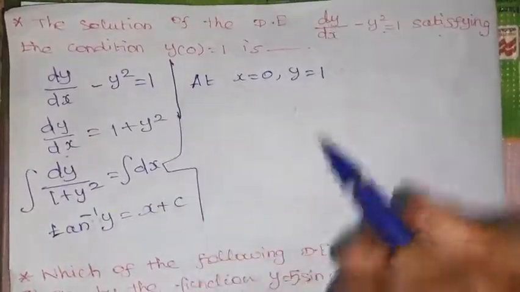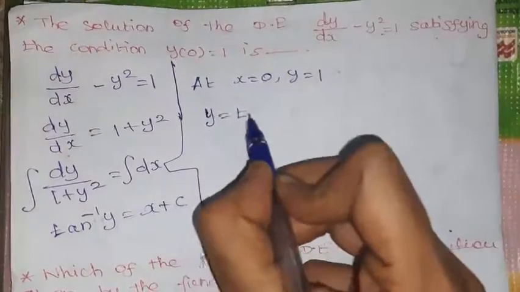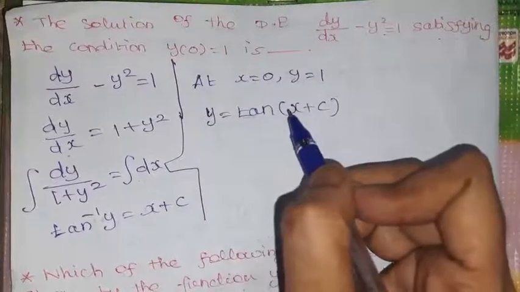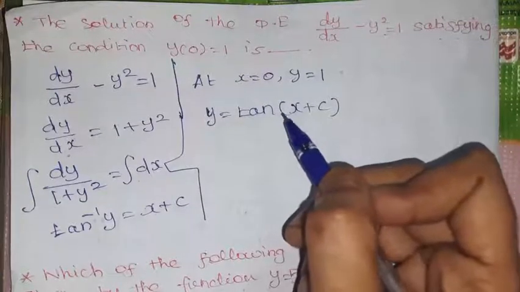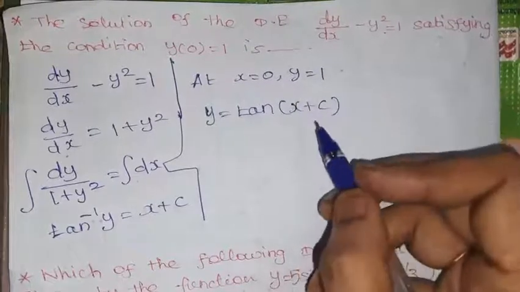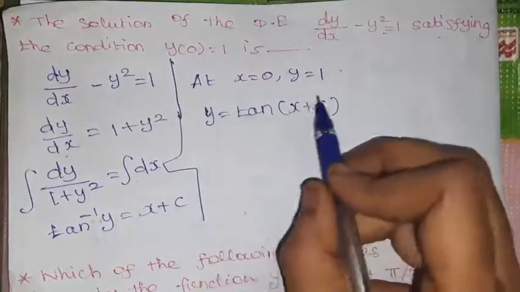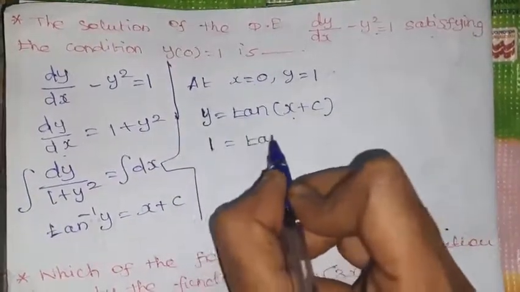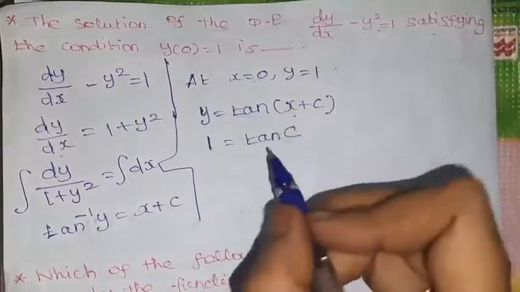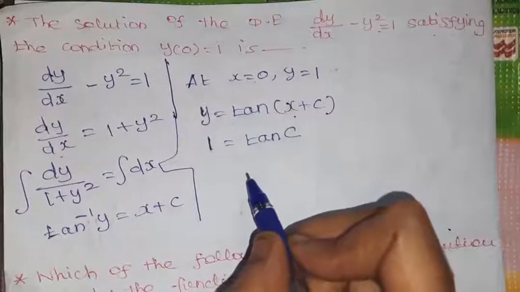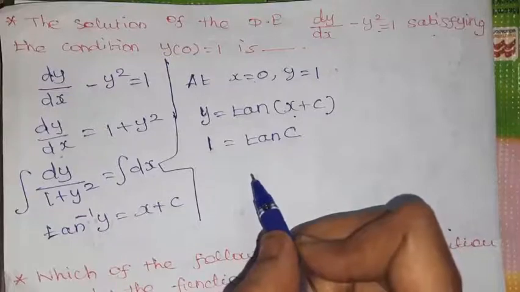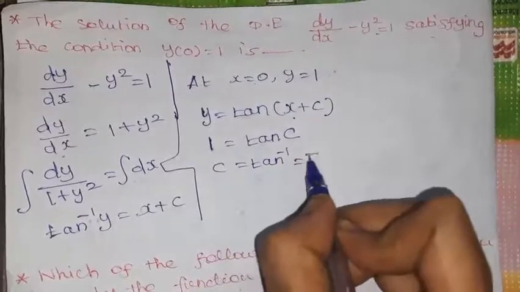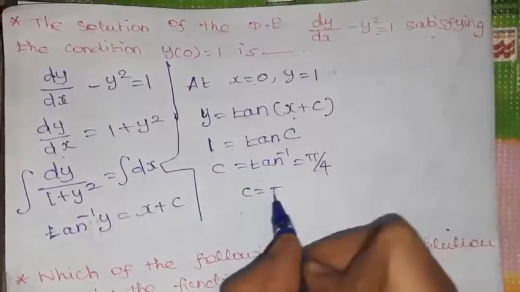Then y equal to tan function of x plus c, right? Then what is the condition given? At x equal to 0, y value equal to 1. So tan of 0 plus c, tan c equal to 1. Then what is the c value? c value is nothing but tan inverse of 1. Tan inverse of 1 is nothing but pi by 4. So c equal to pi by 4.